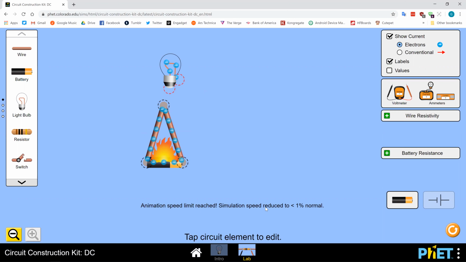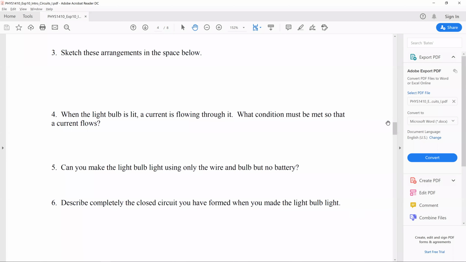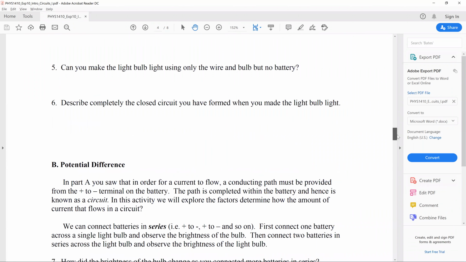You'll notice it says that the animation speed limit is reached. Well, that's because the wires have no resistance. So technically, there's infinite current flowing right there, and that's a bit of a problem for the simulation, clearly. All right.